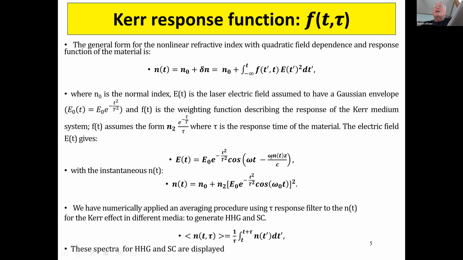So we will stick in N(t) with the instantaneous response, and one can obtain an instantaneous response to the electric field through the Kerr index. But the key here is we're going to add a response time to the material. So that's the key to the different generations.